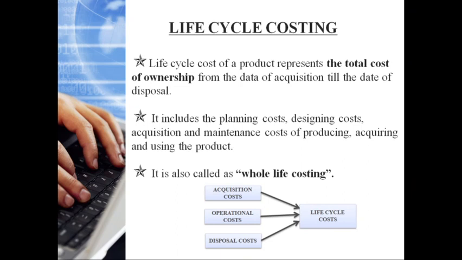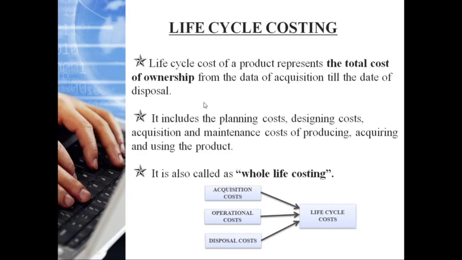And the next one is life cycle costing. So the very name tells you the life cycle of a product. Okay, so a life cycle of a product includes acquisition cost, operational cost, and disposal cost. Okay, right from planning the product, to designing, to acquiring the material, to maintaining the product. So each and every stage of the life cycle of a product, the cost is being determined. So this is called life cycle costing. Okay, from the date of acquiring the raw material till the date of disposal of the finished goods.